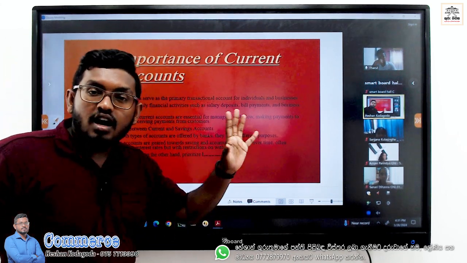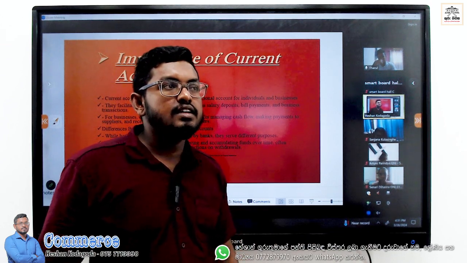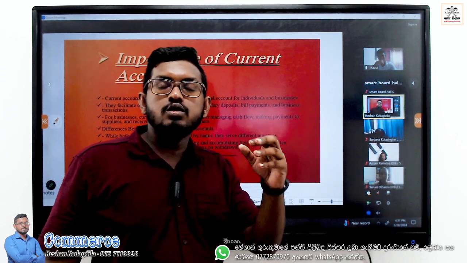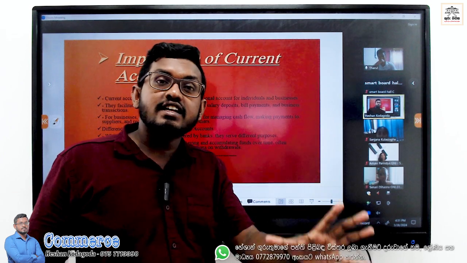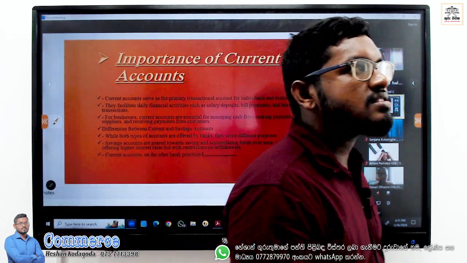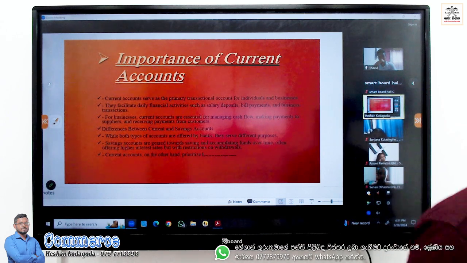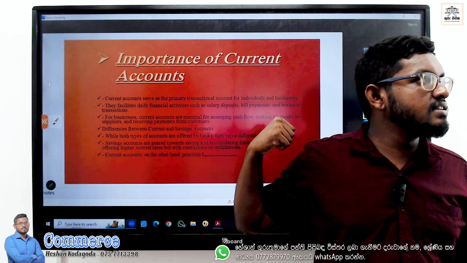But you need to know the differences between current accounts and savings accounts. You need to know current accounts are only offered by licensed commercial banks, clear, right? So I think you know about that. But when it comes to savings accounts, we can identify savings accounts offered by each and every bank. Is it clear to you guys? This is another difference between savings accounts and current accounts. Is the board screen clear to you?